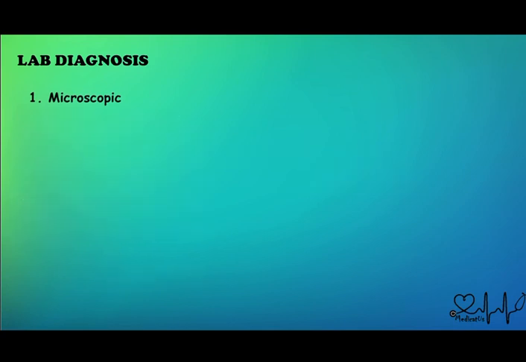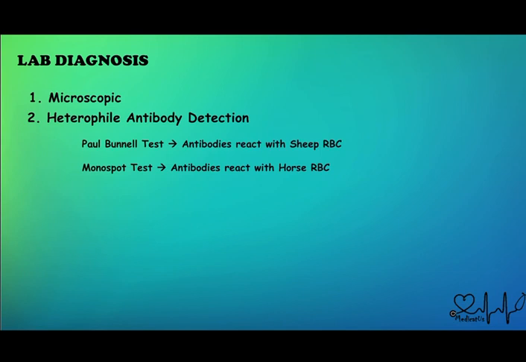The next test will be heterophile antibody detection. In this, we have 2 tests, Paul-Bunnell test and monospot test. This Paul-Bunnell test is antibodies reacting with sheep RBC, as it is heterophile, meaning 2 different species, and the other is the monospot test. This is antibodies reacting with horse RBC.